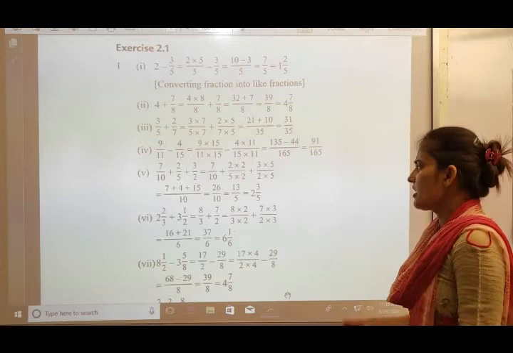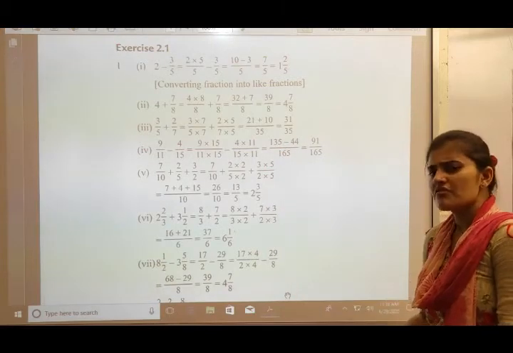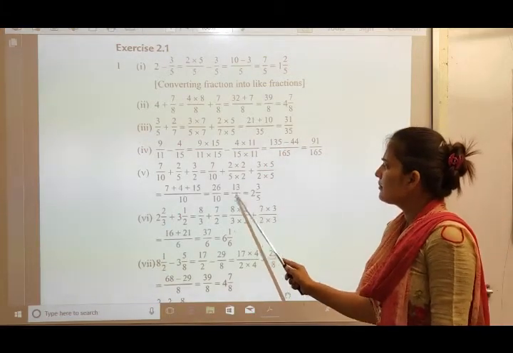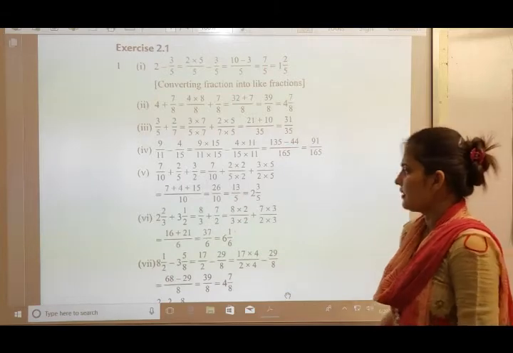Convert it into a mixed fraction. If you don't want to convert it into a mixed fraction, it is okay. 13 by 5 is also a correct answer.